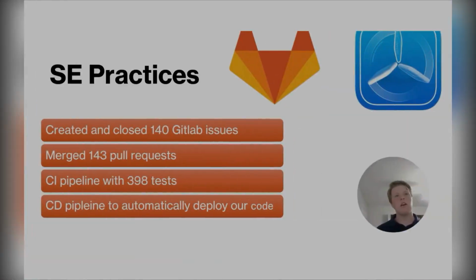All right, so let's go ahead and talk about some of our software practices. Over the past 16 weeks, we've created and closed 140 GitLab issues. We've merged 143 pull requests. We've created a CI pipeline with GitLab runners that runs 400 tests. And we've created a CD pipeline with GitLab runners that will automatically deploy our app code to TestFlight and our backend code to a cloud server.